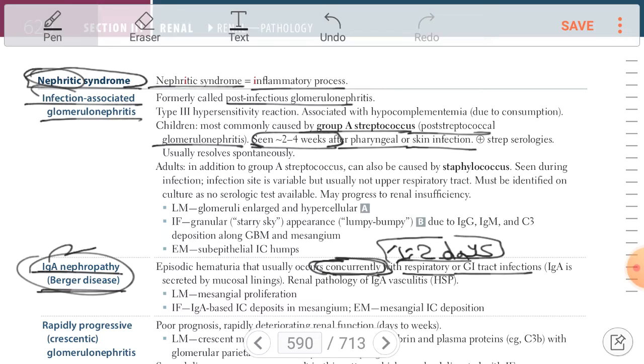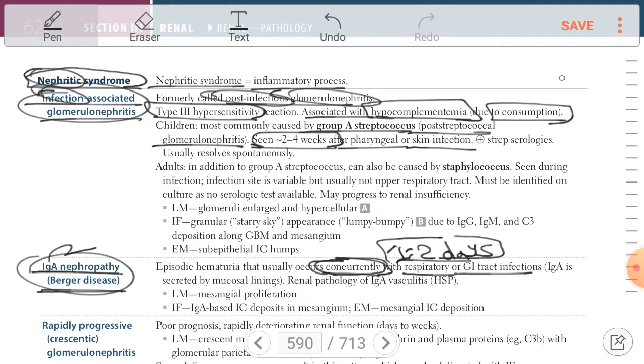So infection-associated glomerulonephritis, post-streptococcal glomerulonephritis, post-infectious glomerulonephritis, it's what? Type 3 hypersensitivity, which means antigen-antibody complexes, and there is deposition of these antigen-antibody complexes. It's associated with hypocomplementemia due to consumption of the complement, leading to decreased C3 and C4.